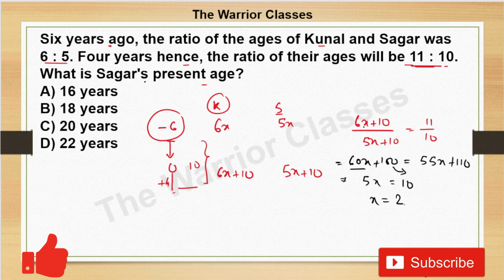Now in the question, we'll calculate Sagar's present age. Sagar's age before 6 years is 5x, so 5 multiplied by 2, since x is 2, is 10. It is the value of 6 years earlier. So the present age will be 10 plus 6, which is 16. So option number A, 16 years, is our correct answer.